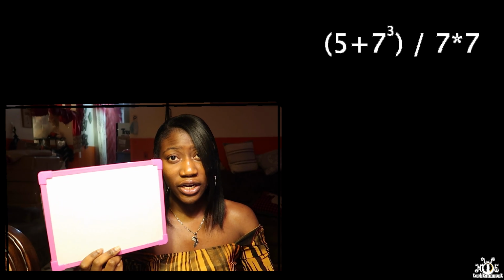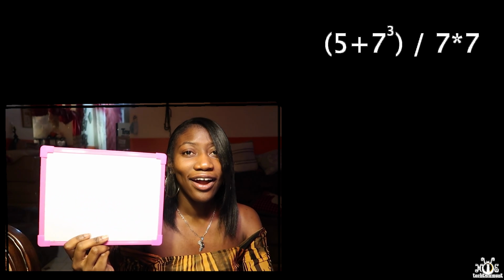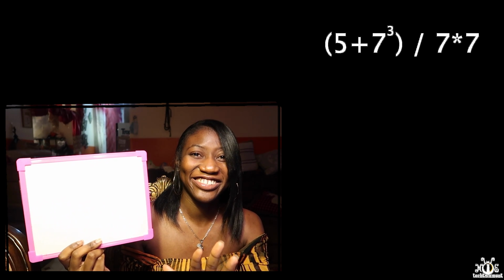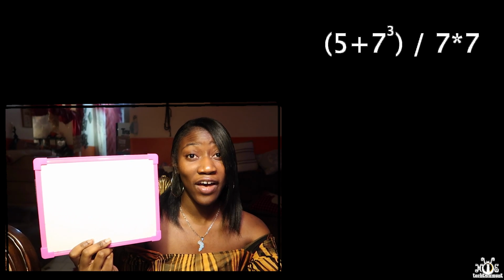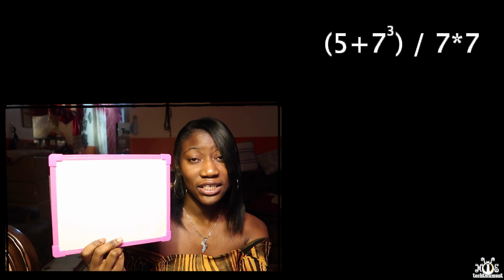7 times 7 is 49. Times 7, that's 343. I like math, so it's okay. 343, right? So now we have 5 plus 343 divided by 7 times 7.